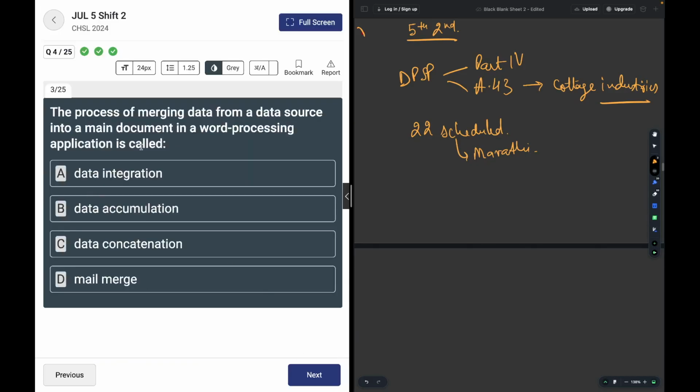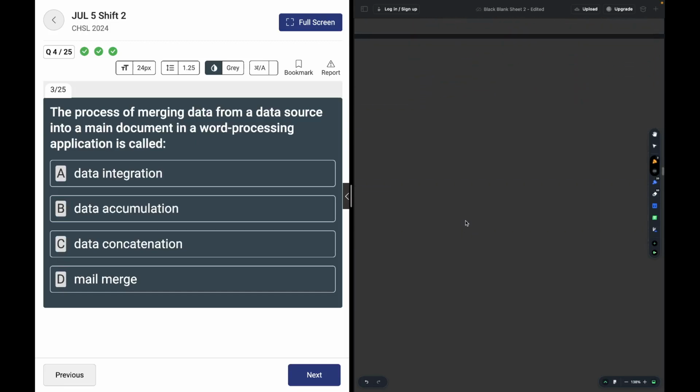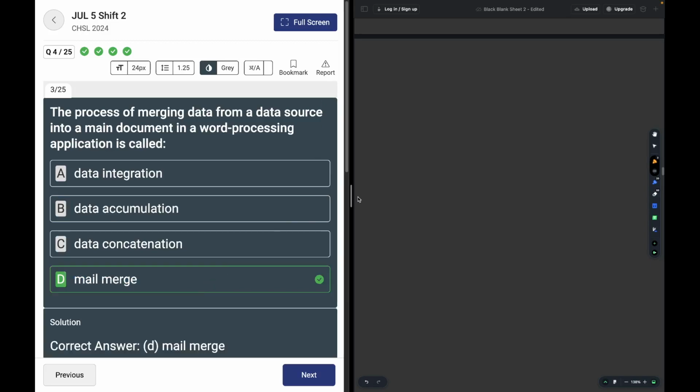The process of merging data from a data source into a main document in a word processor application is called what? See, the answer is mail merge. I'll tell you what basically happens. Let's assume that you're hosting a birthday party. You're hosting your own birthday party, and you've made invitation cards, invites. Okay, you have invites with you.